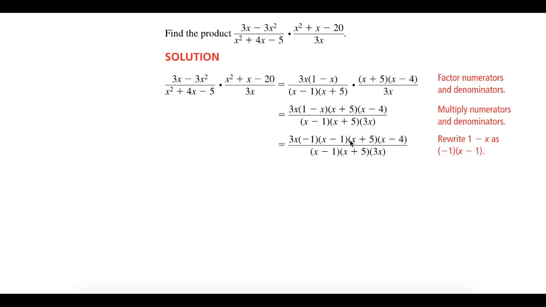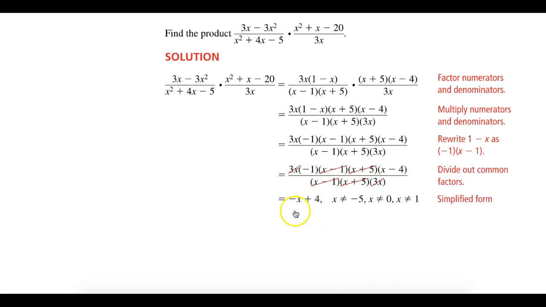So we've got 3x and 3x, x minus 1 and x minus 1, x plus 5 and x plus 5. So all we're left with is negative 1 times x minus 4. And when we do that and distribute, that gives us negative x plus 4.